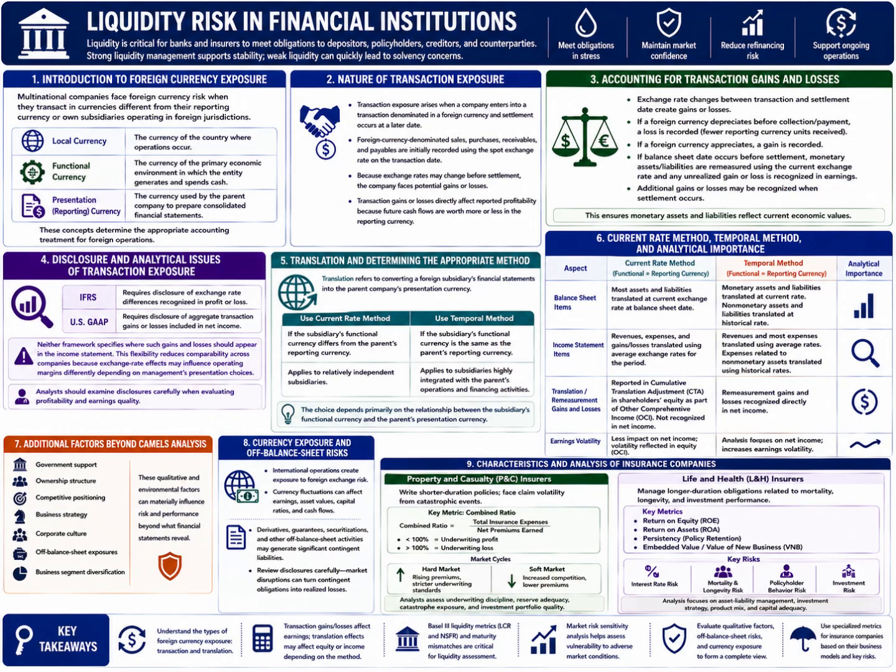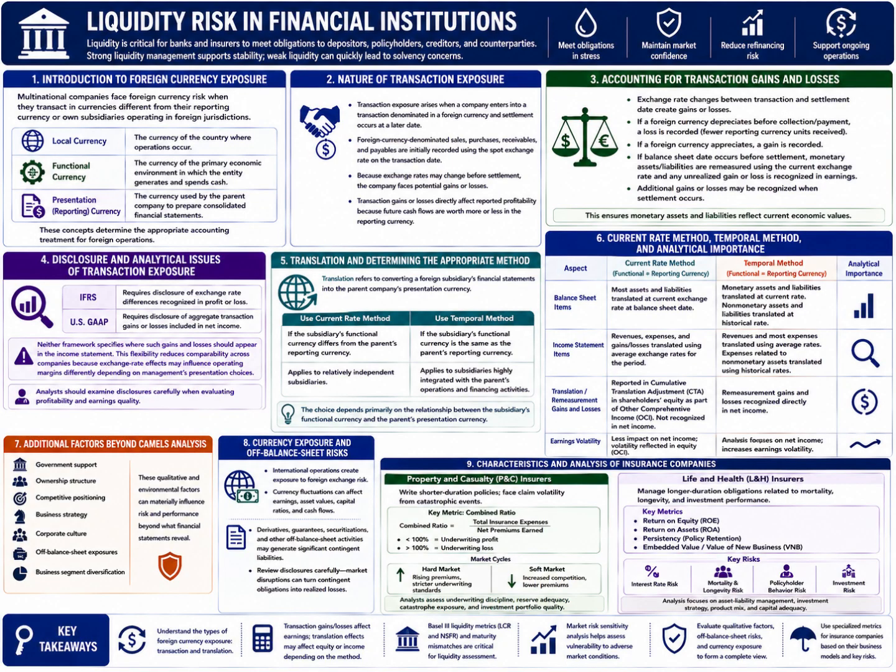The insurance market experiences cycles known as hard and soft markets. Hard markets are characterized by rising premiums and stricter underwriting standards, whereas soft markets feature increased competition and lower premiums. Analysts assess underwriting discipline, reserve adequacy, catastrophe exposure, and investment portfolio quality to determine the financial strength and sustainability of P&C insurers.